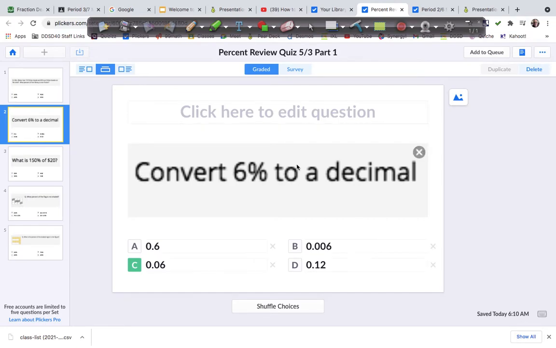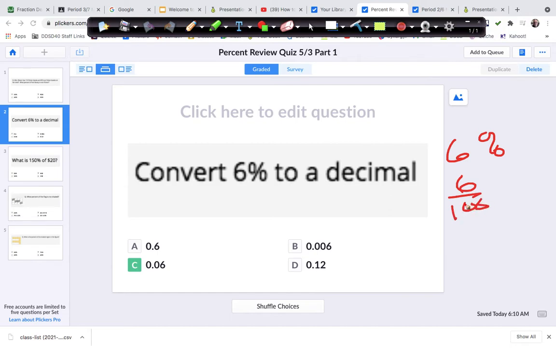Convert 6% to a decimal. So 6% means 6 out of 100. And if we say 6/100ths, then that means that we put the decimal and then a 0 to have a placeholder for the tenths, because this is hundredths and this is the hundredths place, and it's 6/100ths. The more you practice saying it aloud, the better this will be. So that's 6/100ths.